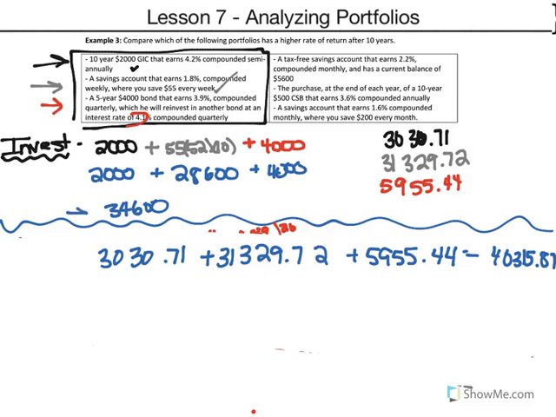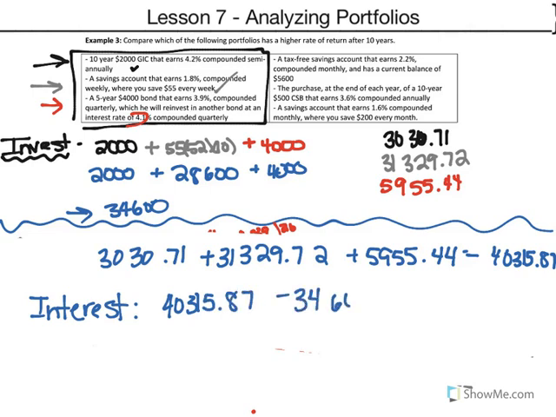So our investment was $34,600. So we're going to subtract it to find our interest. So we take 40315.87 minus 34,600, and we get $5,715.87. So that's your interest.